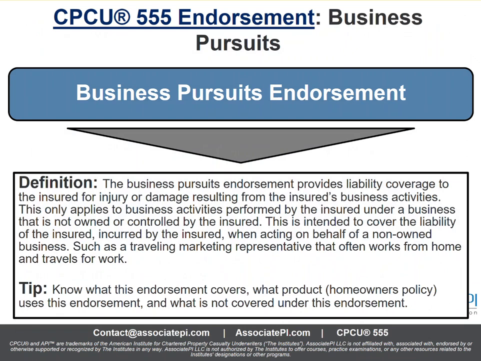But this first one of the most important endorsements on the exam is the business pursuits endorsement. So with all these endorsements, you have to know, 1, what is this endorsement? What personal insurance product can you use this endorsement on? In this case, this is attached to the homeowner's insurance policy. And you have to know what is not covered by this endorsement, because if you see this in a real life scenario, you have to know when you would use this endorsement and when would you not. So memorize this endorsement.